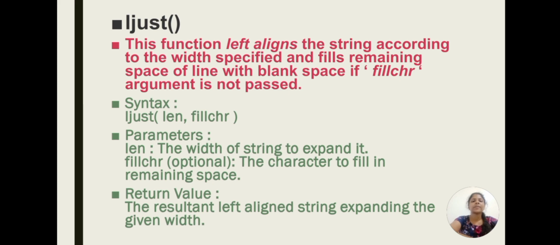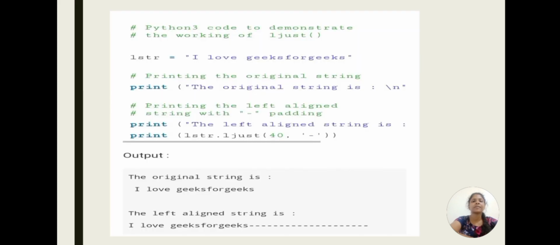Parameters. len, the width of the string to expand it. fillchr, optional, the character to fill in the remaining space. Return value: the resultant left aligned string expanding the given width. And this is the example for ljust.